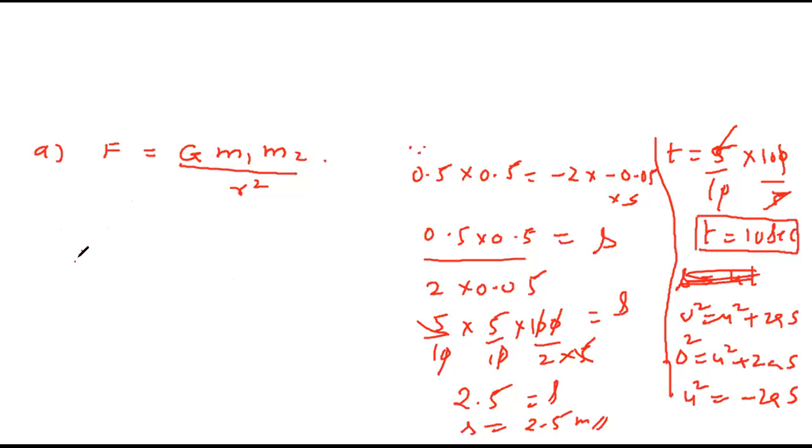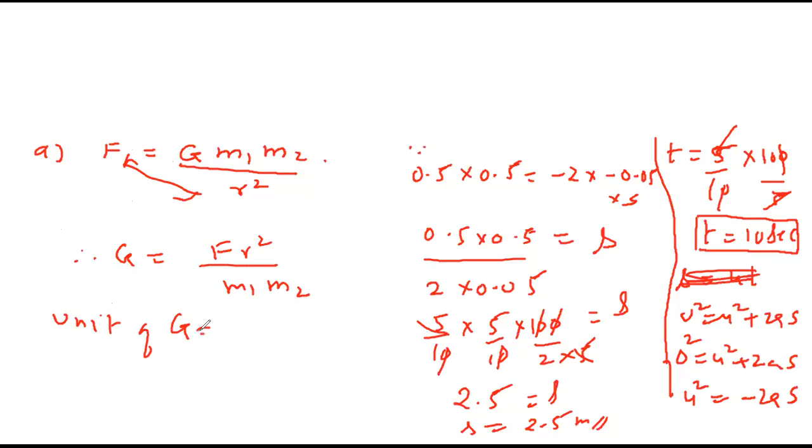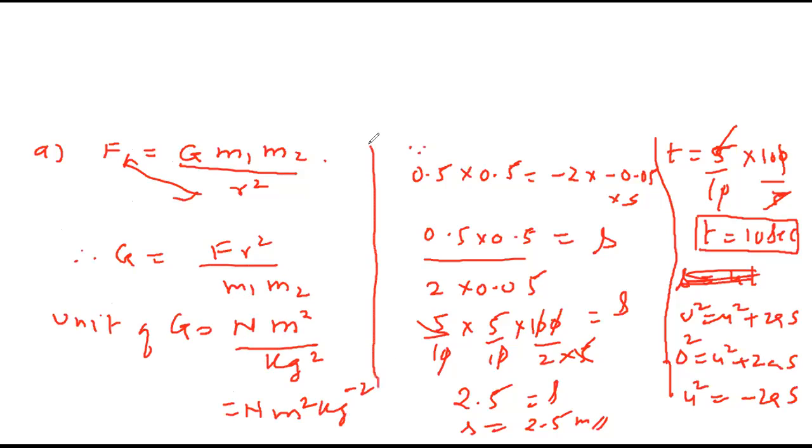So can I say from here G will be F r square upon m1 m2 by cross multiplying? So the unit of G will be, what is the unit of F? Is it Newton? Yes, sir. And distance is meter because it is r square, so m square, and this is kg, kg, so kg square. So Newton meter square kg raised to minus 2. Write this answer.